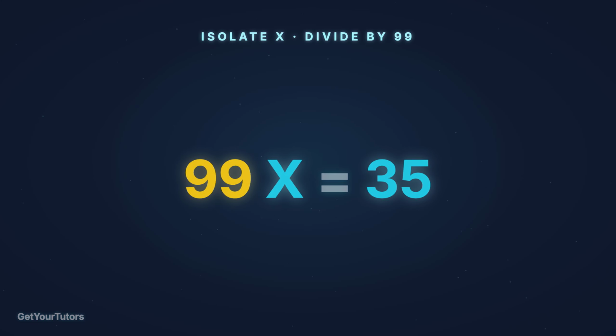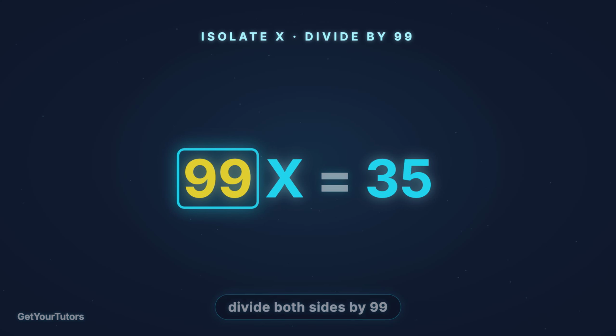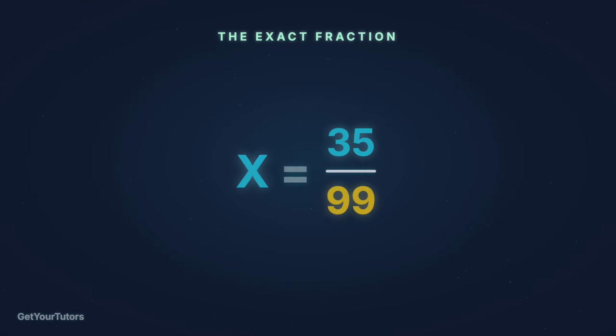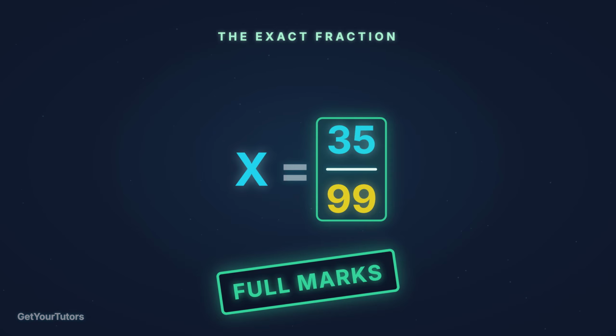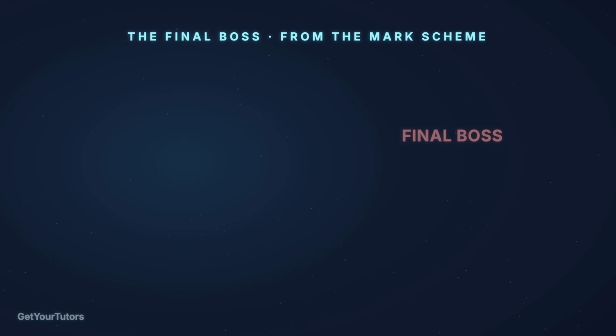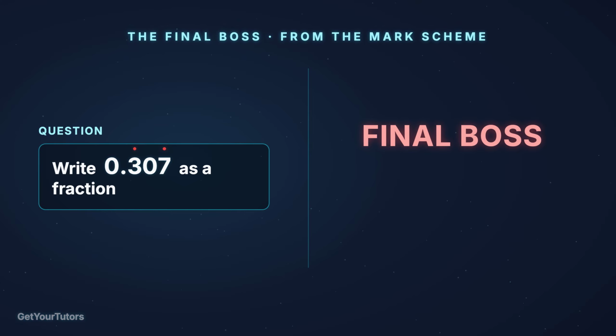We are left with 99x equals 35. Divide both sides by 99 to isolate the unknown x variable. x equals exactly 35 over 99. You have secured full method and accuracy marks on this higher tier exam question. Let us solve the final boss problem from the exact mark scheme. Write 0.307 recurring as a fraction.